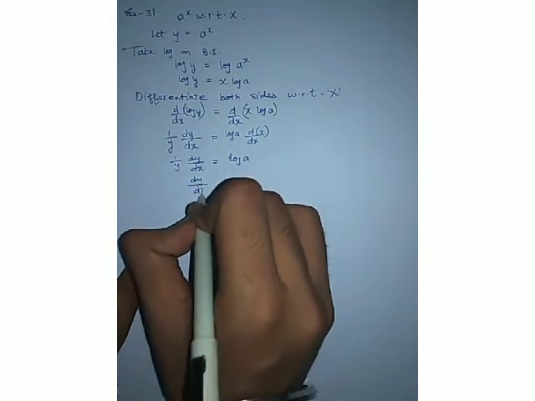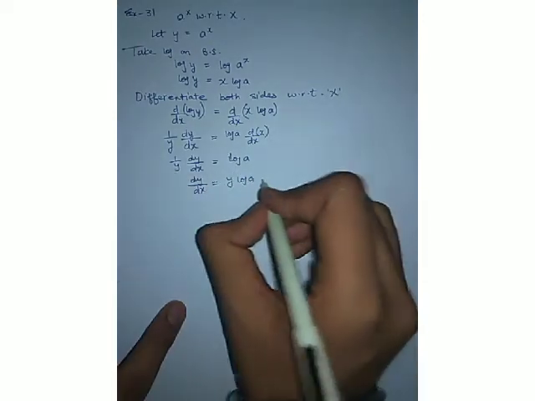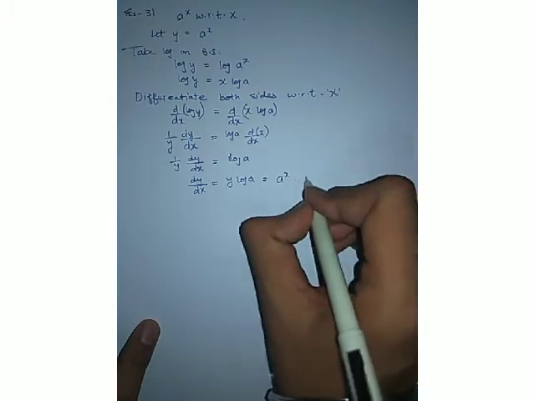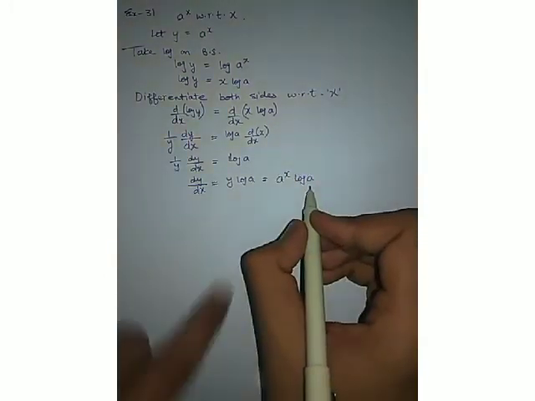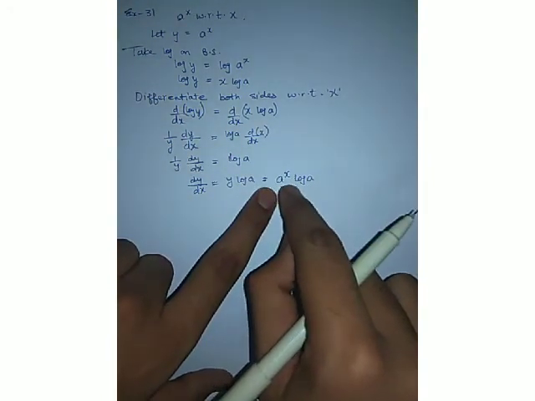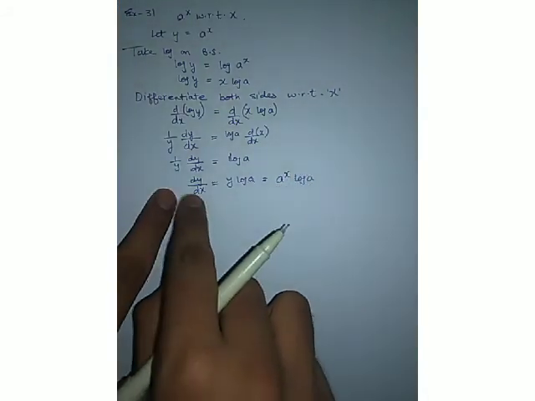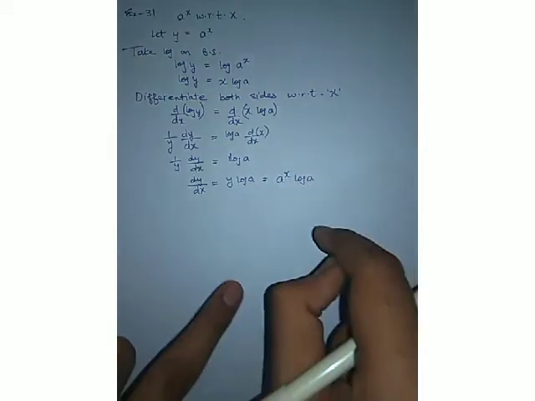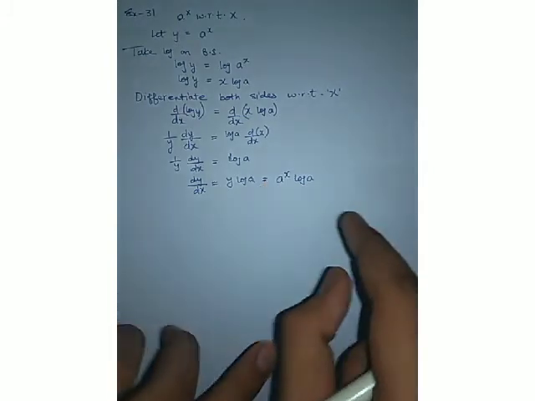Ultimately dy upon dx will be equal to y log a, because y will be multiplied on the right hand side. Put the value of y, that is a raised to power x, you will get a raised to power x log a. So a can be generalized as well. Whenever you get 2 in the place of a or 3 or any other constant, just apply directly this formula, that the differentiation of that will be constant raised to power variable as it is, and then log of that constant base. So that will be the formula.